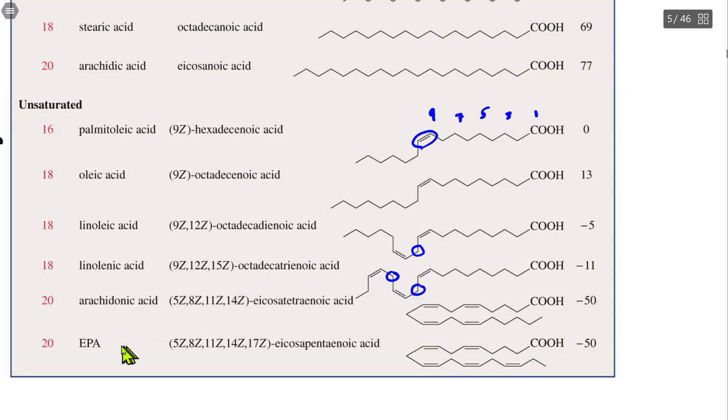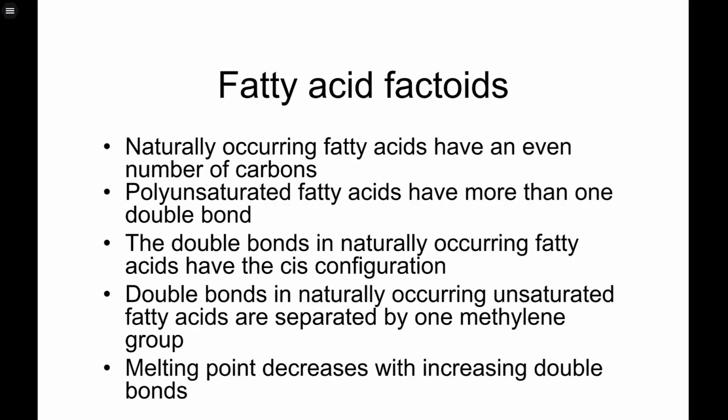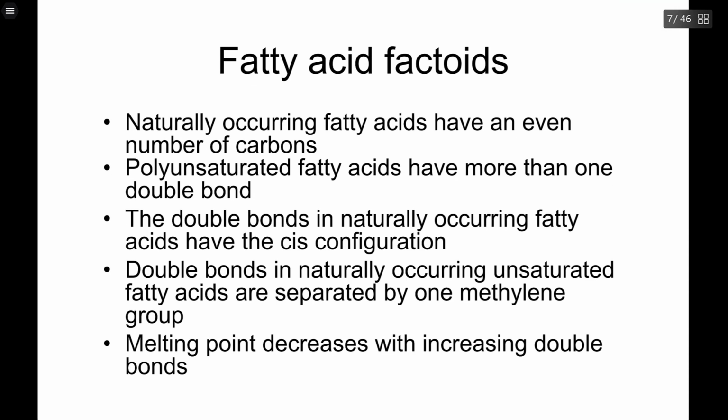And then arachidonic and EPA, that's eicosapentaenoic acid, with the 5 double bonds, those are all in the cis configuration, and every double bond is separated by an sp3 carbon. So I don't know what else to call this, so I just called it fatty acid factoids. Naturally occurring fatty acids have an even number of carbons, a kind of summary of what we've talked about.